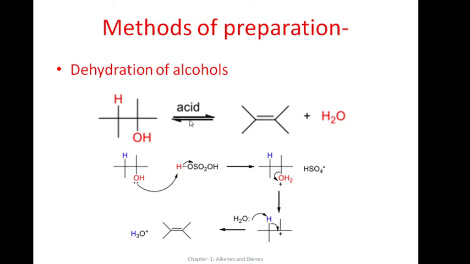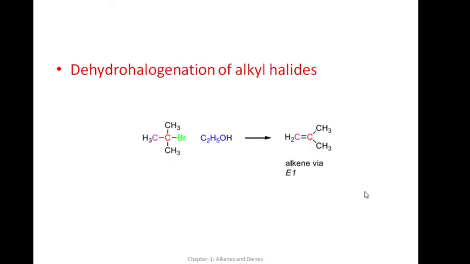We have started it from an alcohol. So this alcohol is 2,3-dimethylbutan-2-ol. So, from an alcohol, we are going to end up with an alkene.